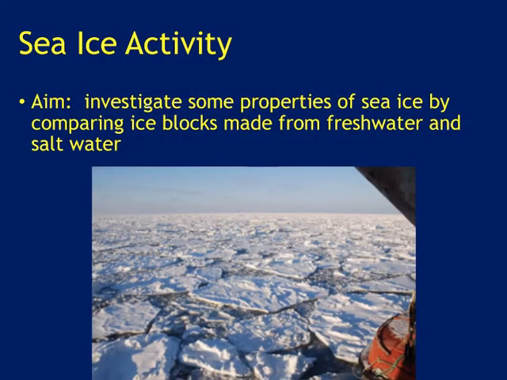Now, in terms of what we're going to do today, this is our aim or our learning intention. You are going to make 2 different blocks of ice, and we're going to look at the properties of sea ice and freshwater ice, essentially. So this is the aim that you're going to write into your book. And this is a photo of sea ice.